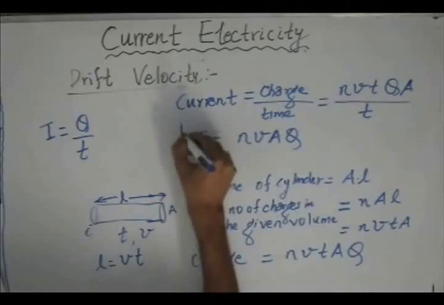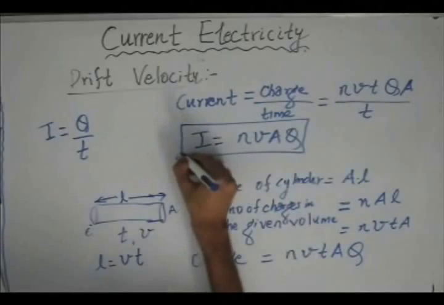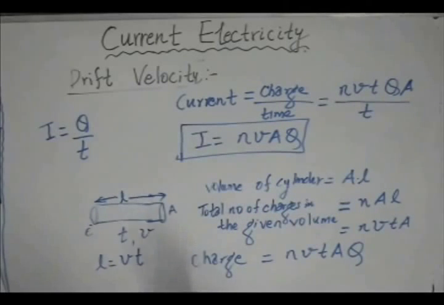So this relation gives us a very important relationship between the drift velocity, the number of charges in a given cubic meter, and the current which is flowing through that cylinder.